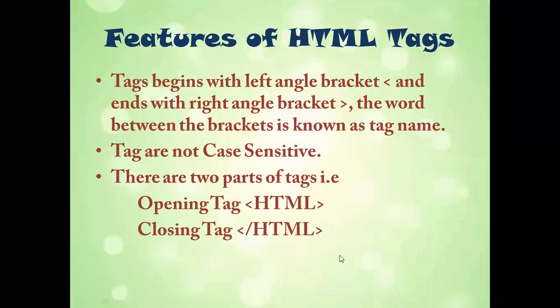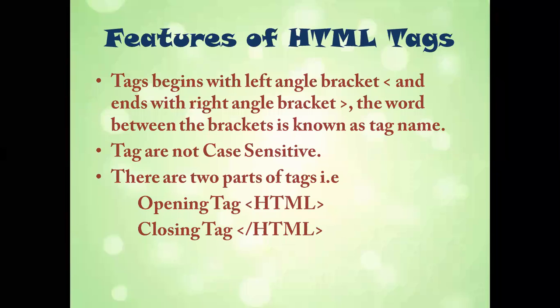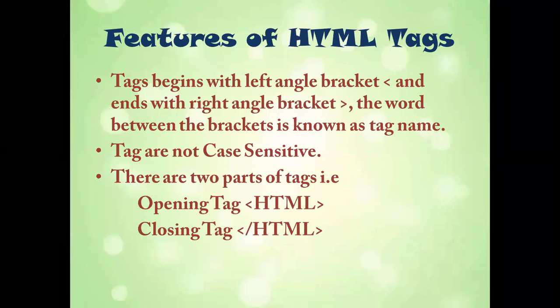Okay, now what are the features of an HTML tag? First, it always begins with a left angle bracket and always ends with a right angle bracket. The word in between the brackets is known as the tag name. Second, tags are not case sensitive. Even HTML is not case sensitive, which means it doesn't matter whether you write it in capital letters or small letters. You can write it in any way, half capital, half small, or H capital and the rest small. It doesn't matter at all. So it's not a case sensitive language.